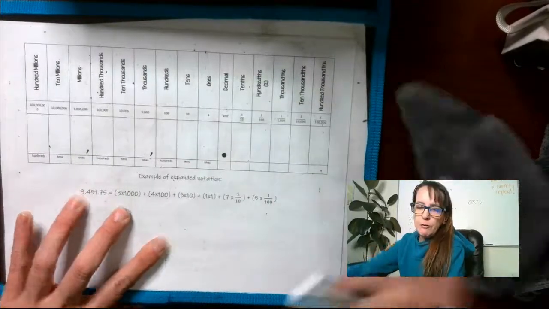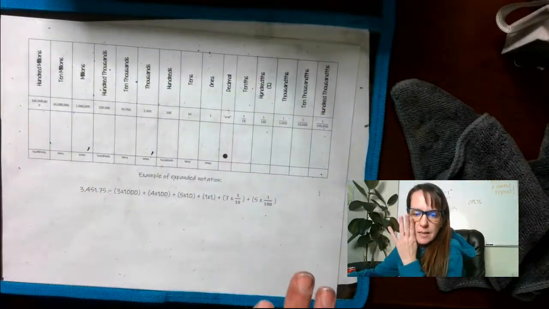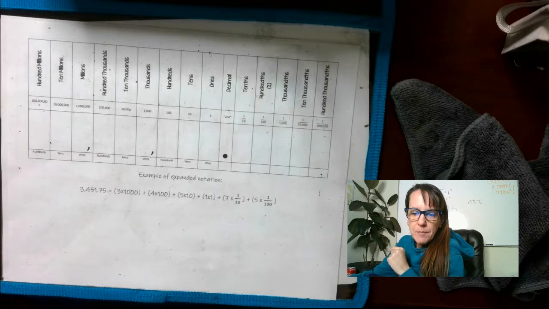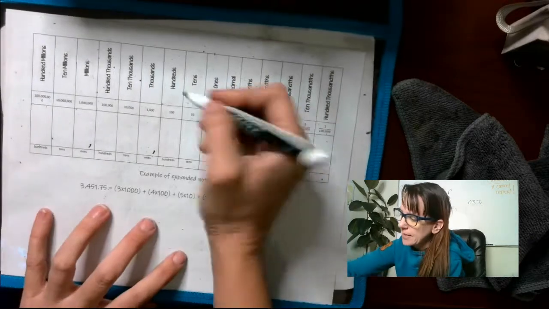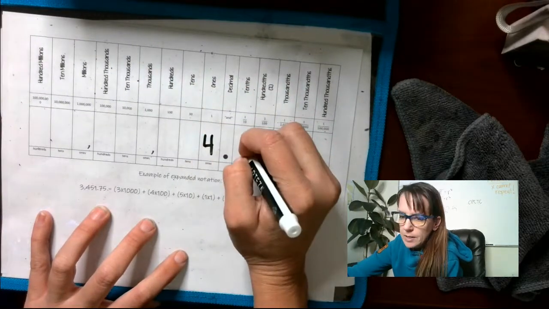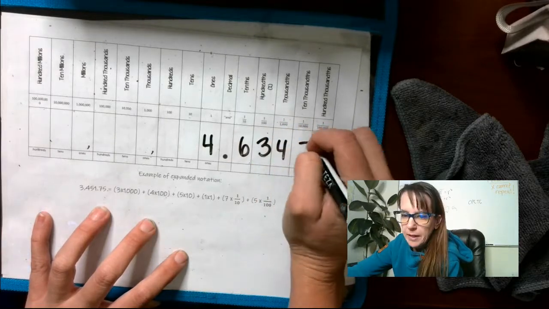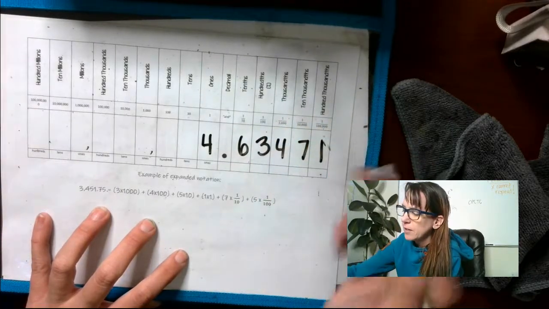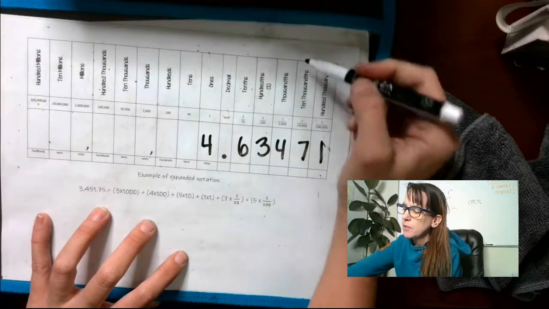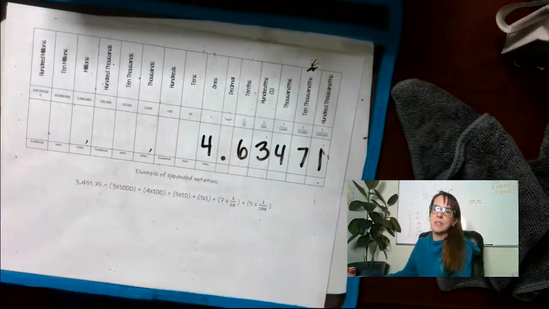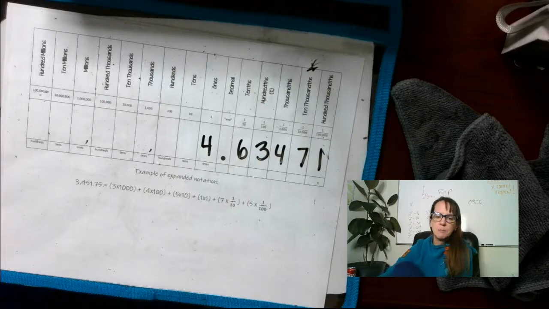For example 4, this one says, name the spot occupied by the 7. We come right over here, and it's 1, 2, 3, 4 spots over, so it's in our 10,000ths place.